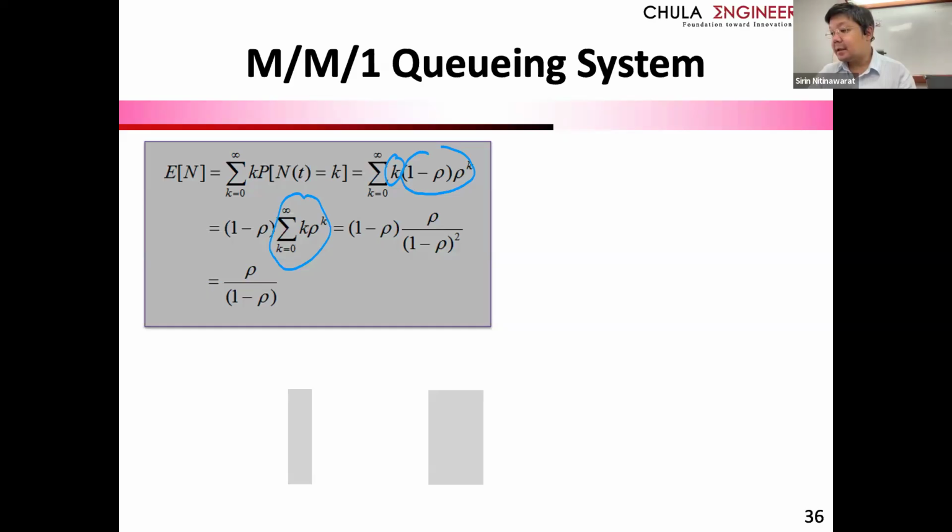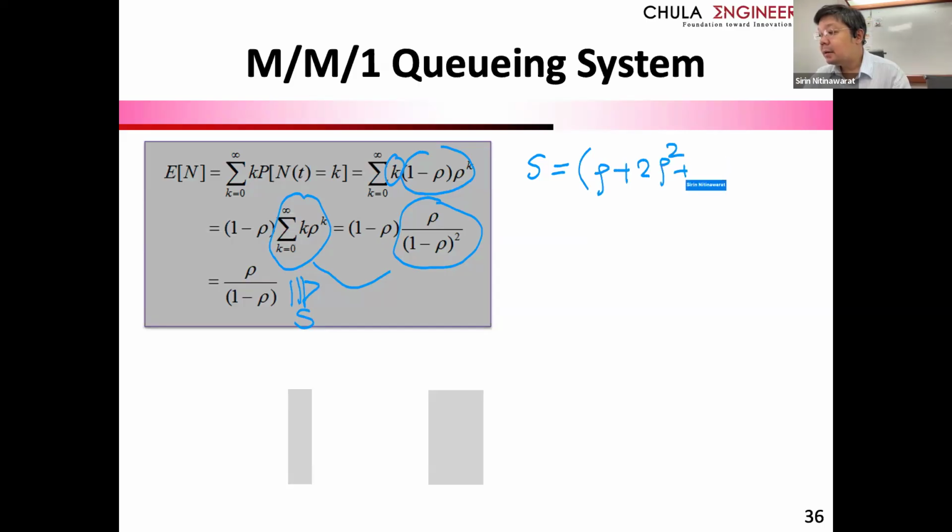So the claim is that this sum is equal to that. Do you recall how to derive that? Same trick. Let's call it S. How can I derive S? Just write it out. S is equal to rho plus 2 rho square plus 3 rho third.